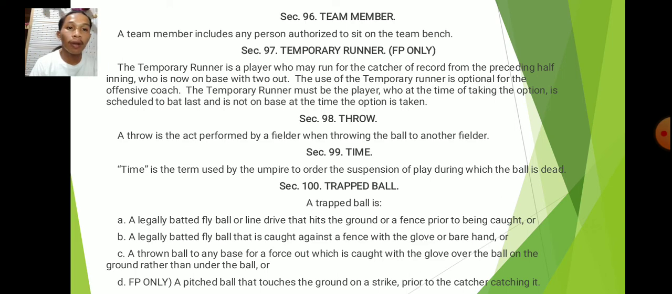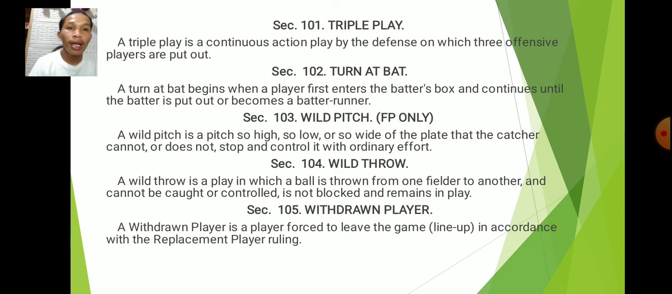Section 100, trap ball. A trap ball is a legally batted ball on a line drive or ground ball that is not a legal catch, or a legally batted fly ball that is caught against the fence. Section 101, triple play. A triple play is a continuous act by the defense in which three defensive players are put out. Section 102, turn at bat. Section 103, wild pitch. Section 104, wild throw. Section 105, withdrawn player. A withdrawn player is a player forced to leave the game, in accordance with the replacement player rule.